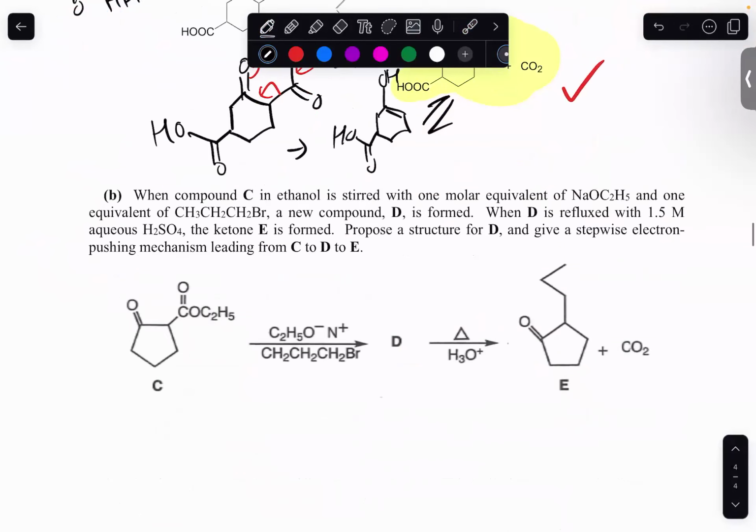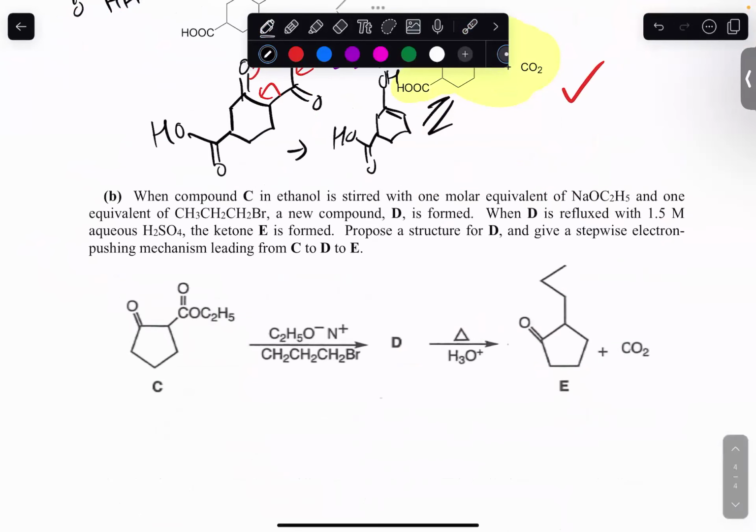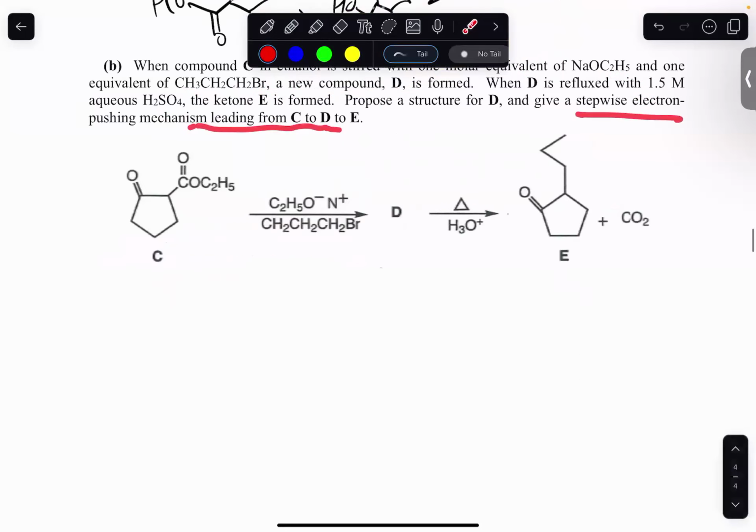Let's see. When compound C in ethanol is stirred with 1 molar equivalent of NaOC2H5 and 1 equivalent of CH3CH2CH2Br, a new compound D is formed. D is refluxed and ketone E is formed. Reverse the structure of D, and then show the stepwise electron pushing arrows from C to D to E. Okay, let's do this mechanism.